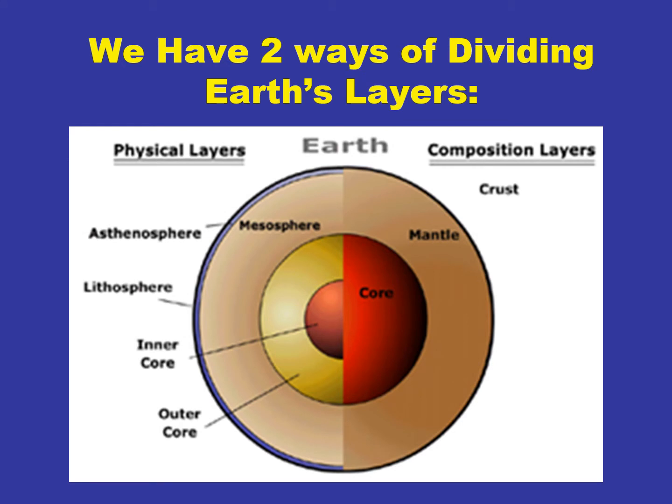We have two ways of dividing Earth's layers: the compositional layers, which include the crust, the mantle, and the core. The crust is on the outside, the mantle is in the middle, and the core is the innermost. And then we have the physical layers. We have the lithosphere on the top, the asthenosphere, and then the mesosphere. And then finally we have the inner and the outer core.